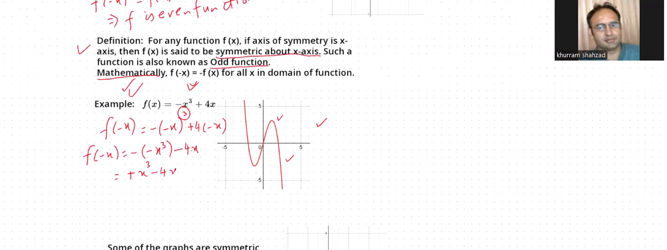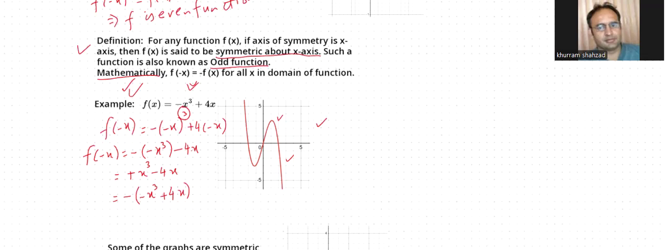Now, we can take this negative sign common from both of them. Or equivalently, you can put a negative sign outside the bracket, and inside you can write this negative x cubed plus 4x. So clearly you can see that if this negative sign is multiplied inside this bracket, this minus x cubed will become plus x cubed and plus 4x will become minus 4x.